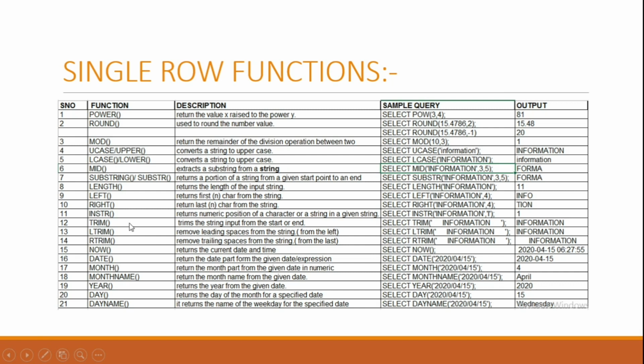Next is trim. It is used to trim the leading and trailing spaces or the specific alphabet that you want to remove. Suppose while filling up a form, a user has given spaces as a leading or trailing one. You can remove this by applying the trim function. L-trim will remove the left side spaces, and the R-trim function will remove the spaces from the right side, keeping the left spaces intact.